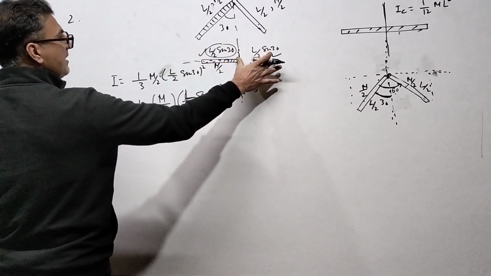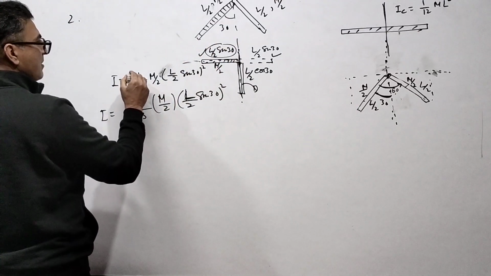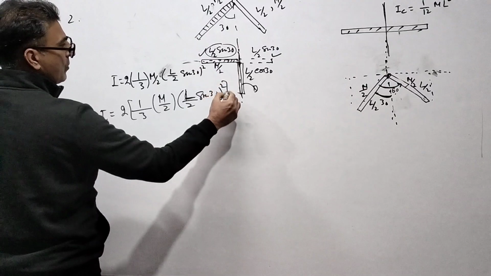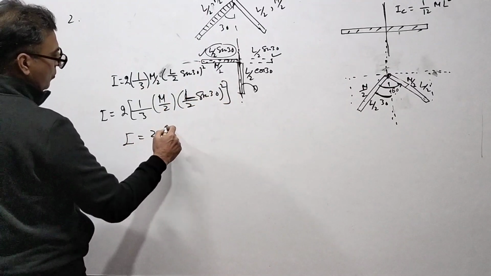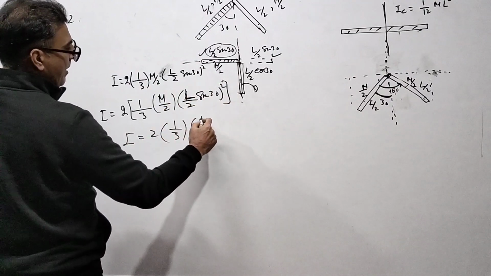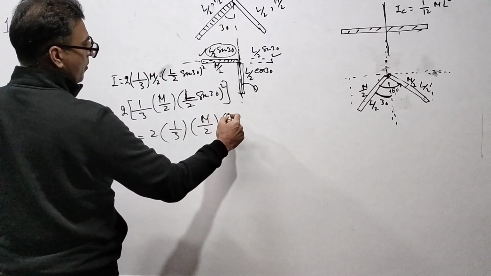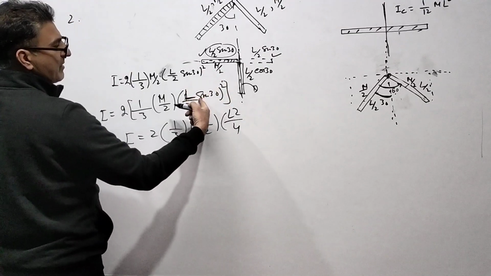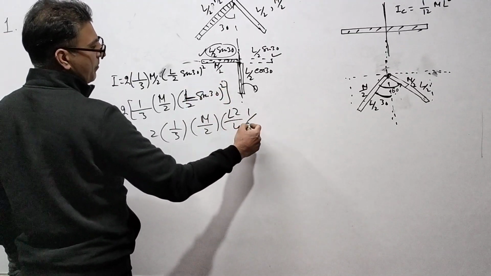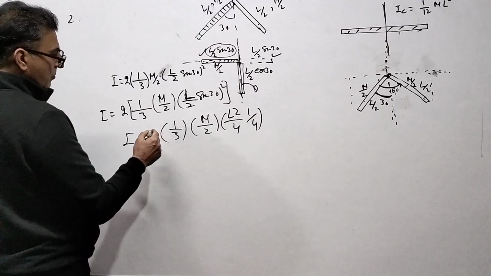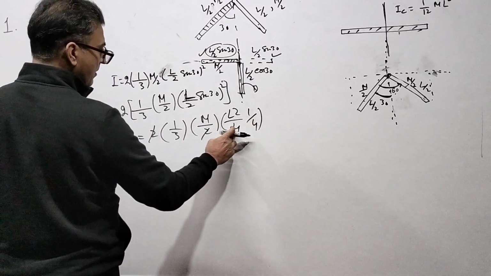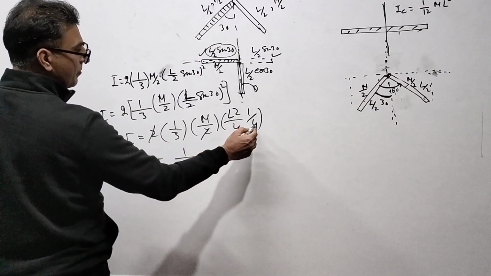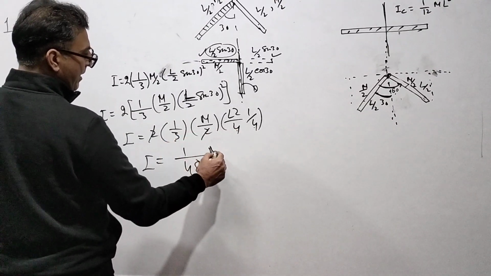हुआ इस पीस का, लेकिन इस पीस का add करना पड़ेगा. So 2 times. तो ये होगा answer. I is equal to 1/3 m by 2 L square by 4. ये वाला sin theta is 1/2, that will become square 1/4 again. वो होगा 2 and 2 cancels. I is equal to 1/48, 4, 4 and 3, 48 ml square.